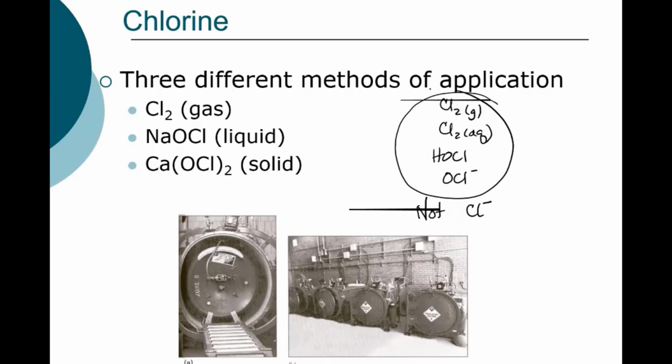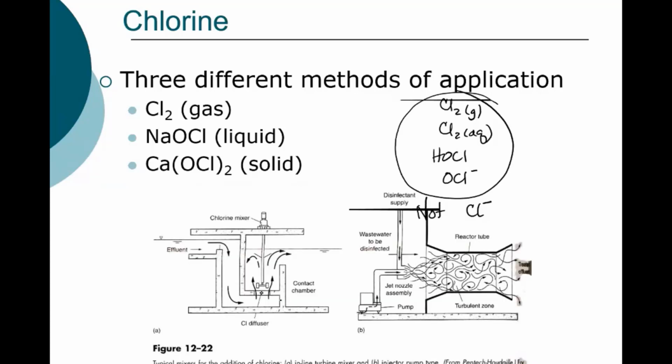So we can apply it as chlorine gas. You see the gas tanks here. We can apply it as liquid, basically bleach, or calcium hypochlorite, which is a solid tablet. And those of you who have a swimming pool and add the solid tablets to the pool to disinfect, what you're adding is calcium hypochlorite. This gives you some idea of the application.